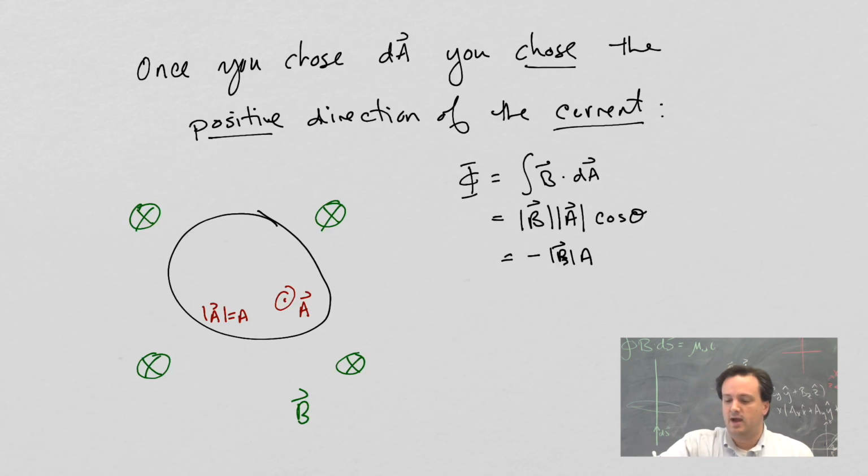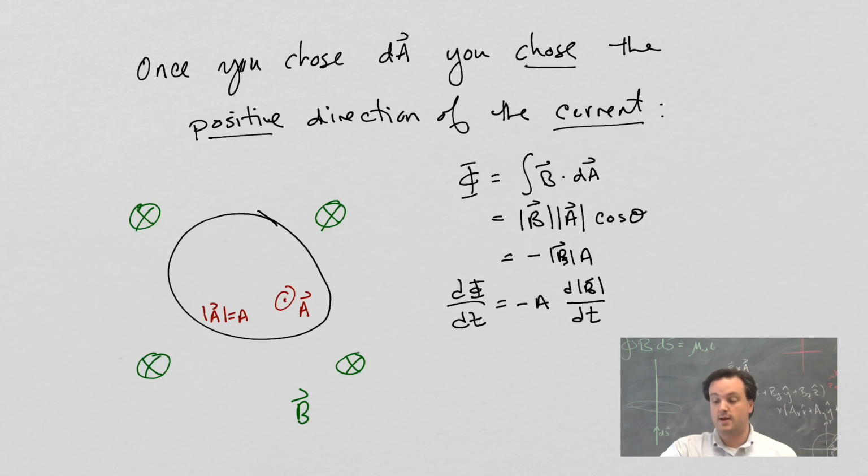So if I try to calculate the change in flux here, if I try to do d flux dt, I have to allow one of these things to change. The sort of obvious one here is the strength of the magnetic field, right? So if I keep the area constant and I keep the orientation constant, then I end up with minus A times the derivative of the change of the strength of the magnetic field with respect to time.